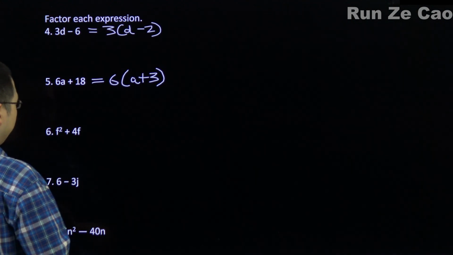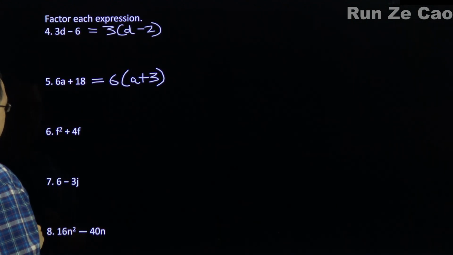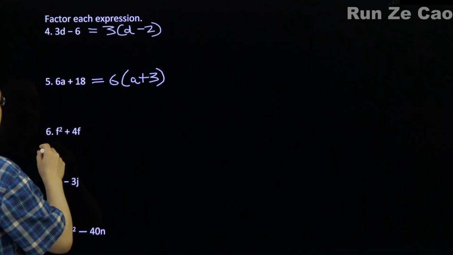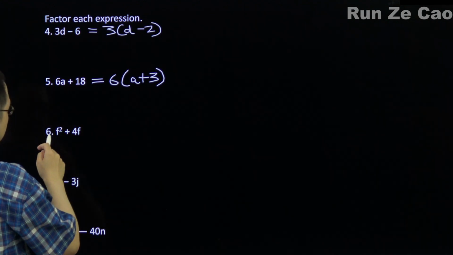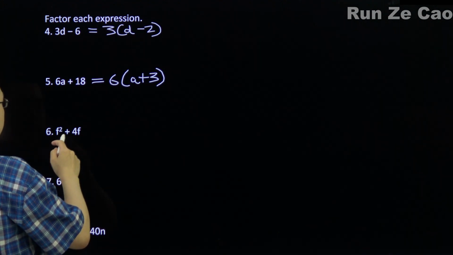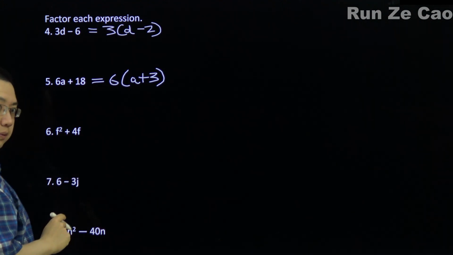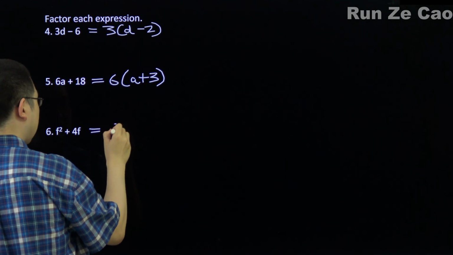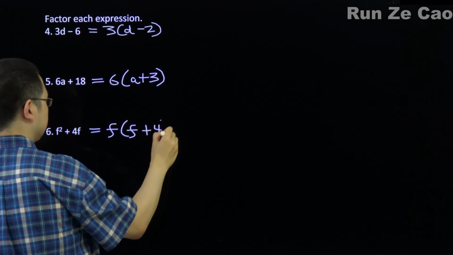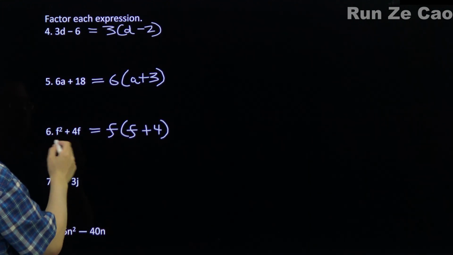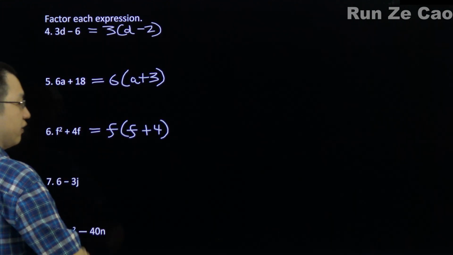F squared plus 4f. Well, we can't do anything about the coefficients because the coefficient here is 1. So what about the variables? Oh, hey, both of these are multiples of f. So it's f times f plus 4. F times f is f squared, and f times 4 is 4f.